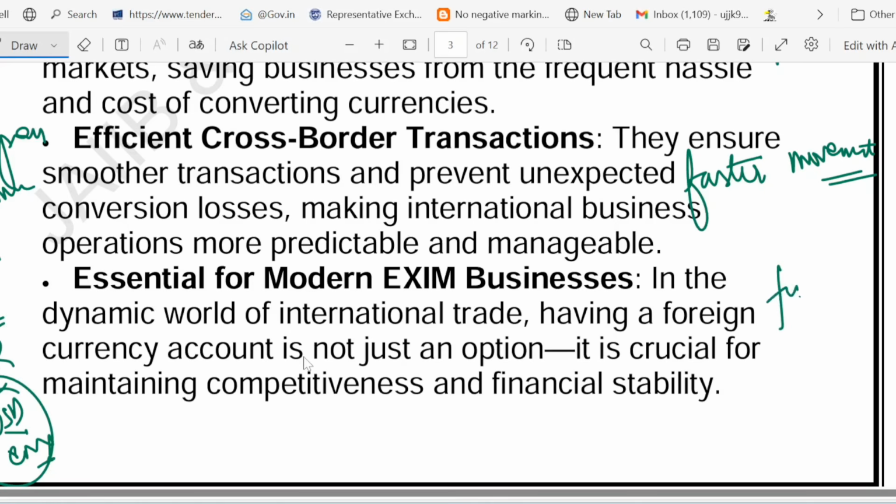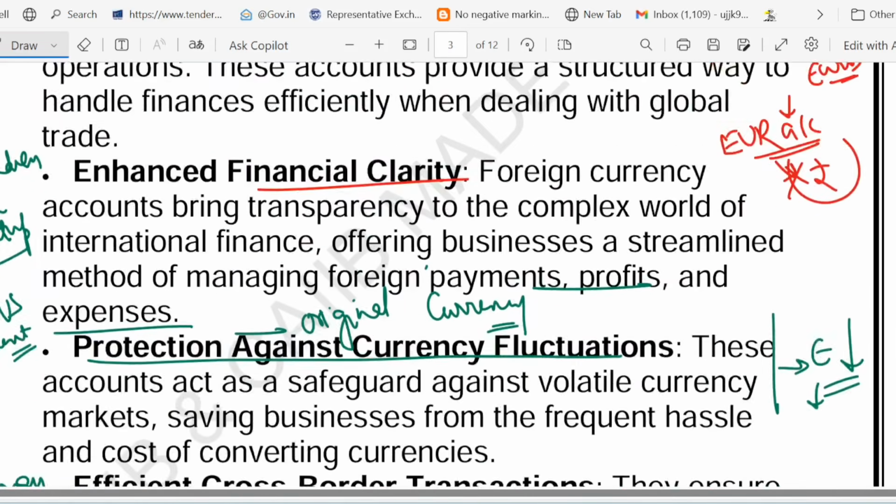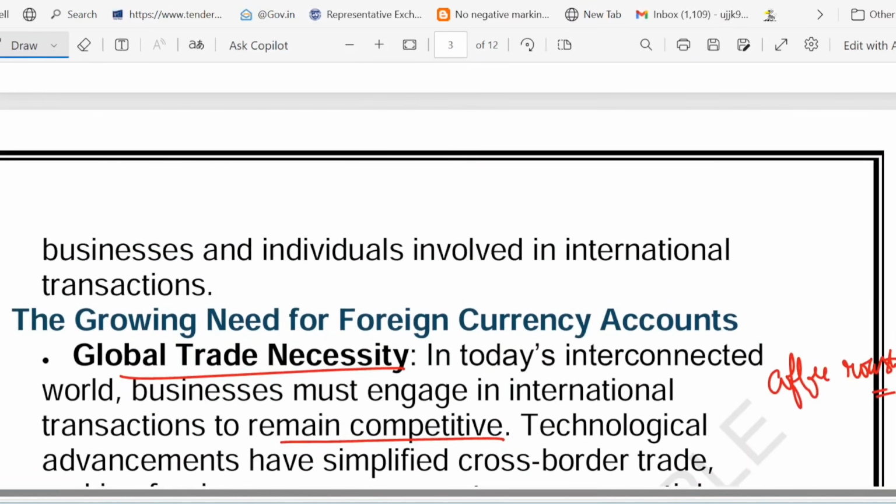Suppose two furniture makers are there and they are very much competing. So one with a dollar account for an American buyer, saving 3% per transaction, will outprice the one using only local currency. So let me give you one real life example to make this concept more clear.